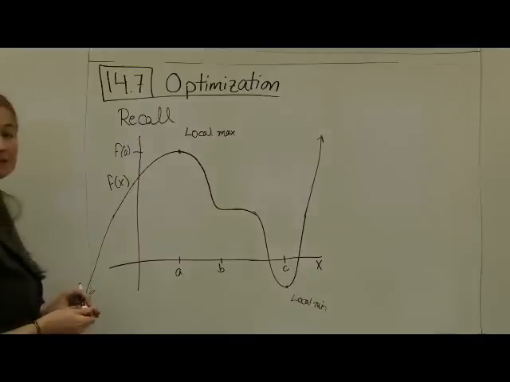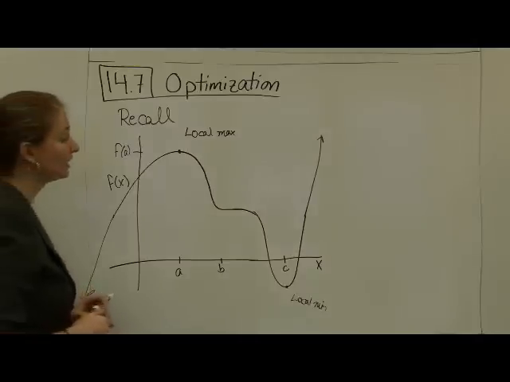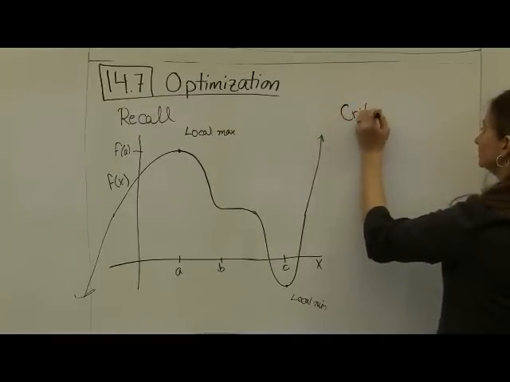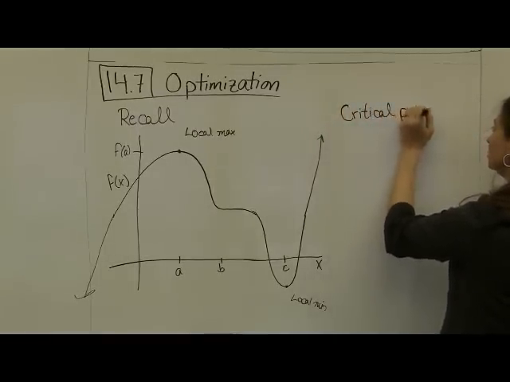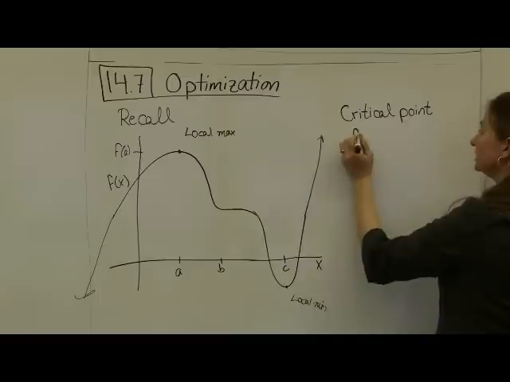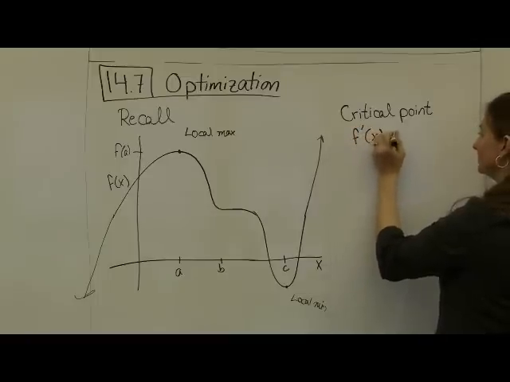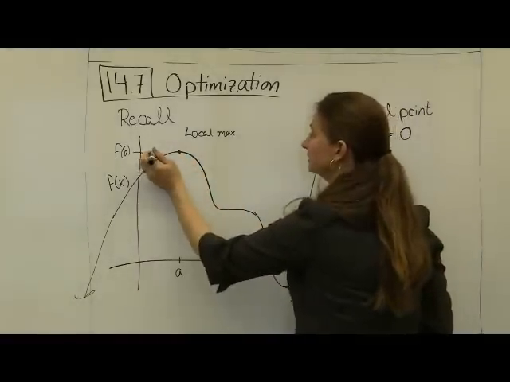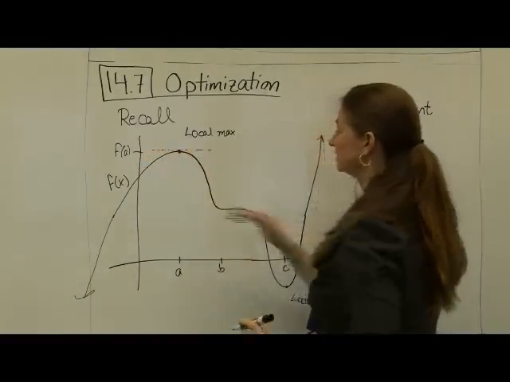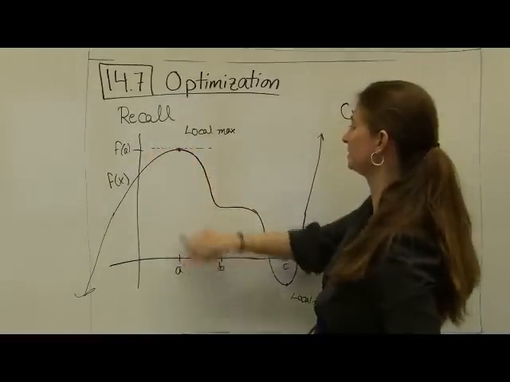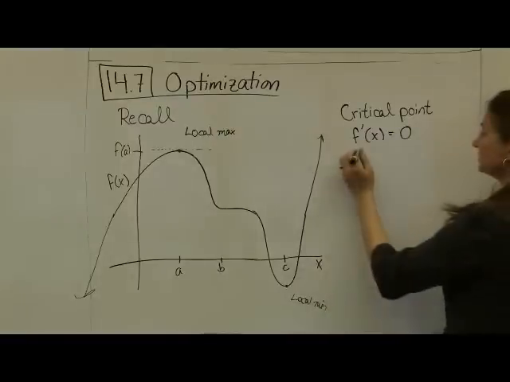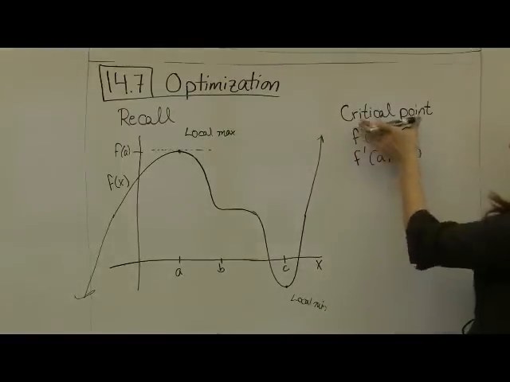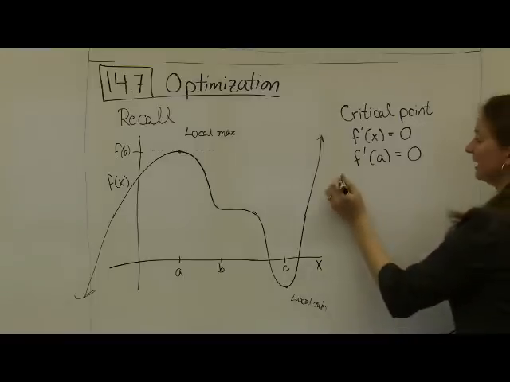Now, how do we know that something's a local max or a local min? Algebraically, we defined a critical point for a two-dimensional function to be one in which the derivative at that point is equal to 0, or we have a horizontal tangent line. So that's one way to be able to tell that at this point A we have a local max. So we see that f prime of A is equal to 0. That's enough to tell me that I have a critical point. But how do I know that it's a max?